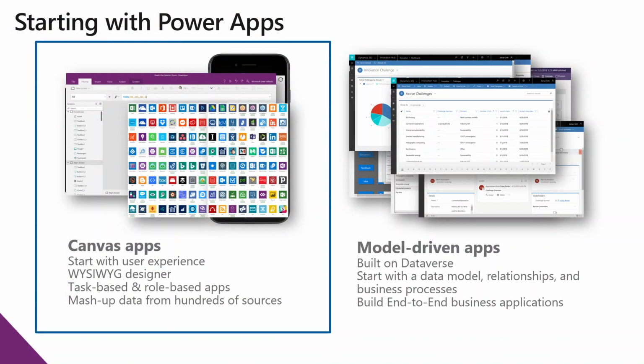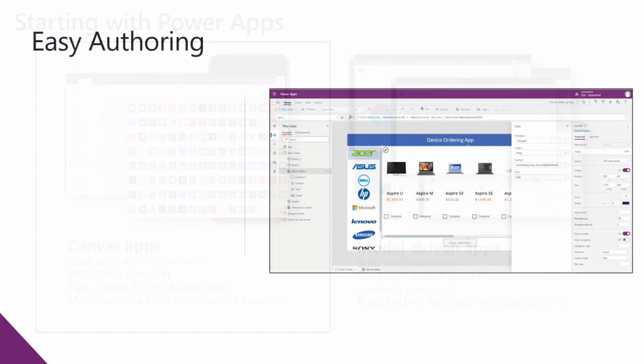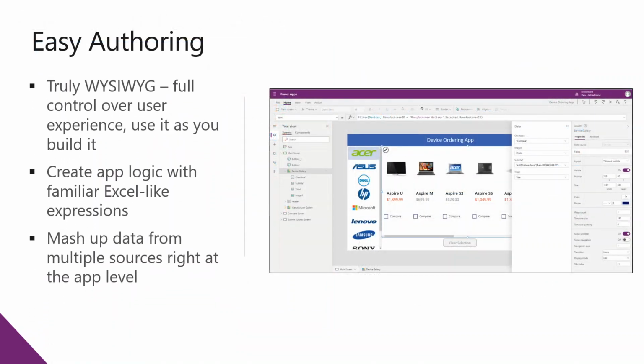So we're going to look at Canvas apps. This is a what-you-see-is-what-you-get designer. You start with the user experience, whereas with a model-driven app, which we'll cover in a later module, it's built on top of the Dataverse data model, so you start with the data model and the relationships. This starts with the end user experience and a canvas on which to draw the app. It is what you see is what you get. We'll be looking at this in a few moments and take you on a bit of a tour of this.